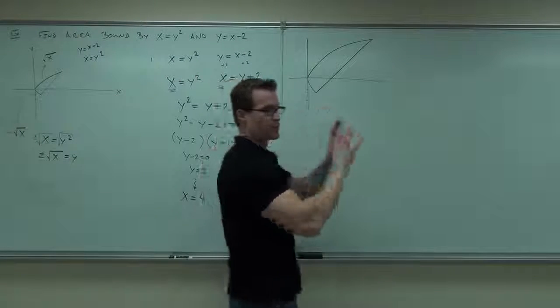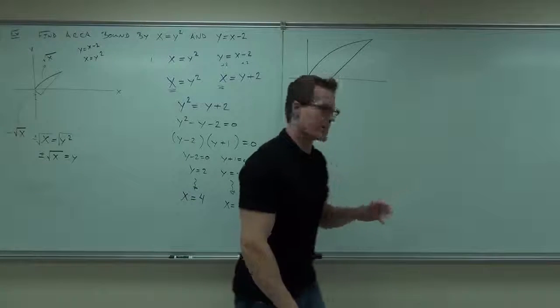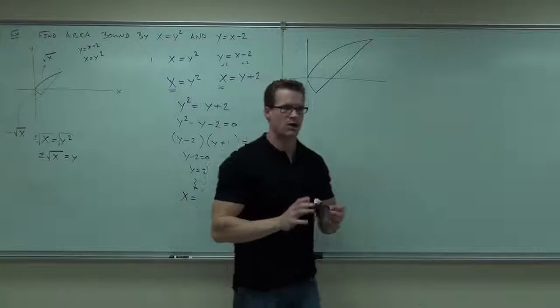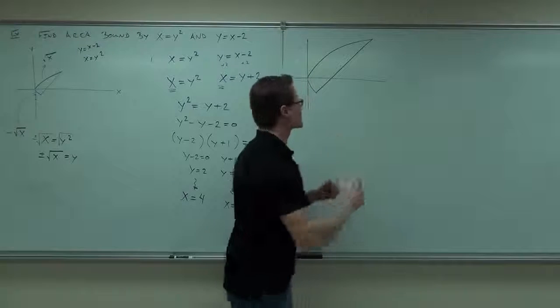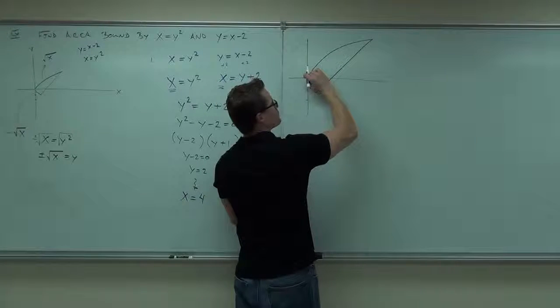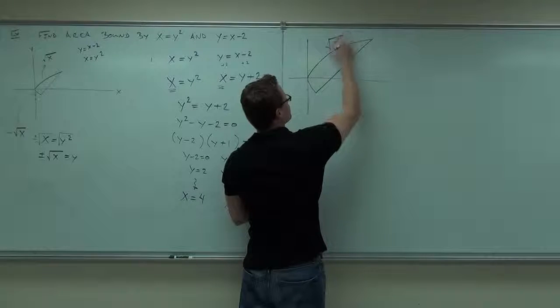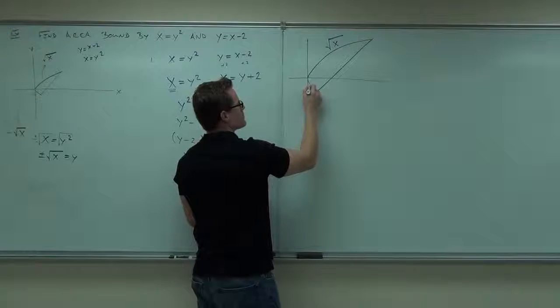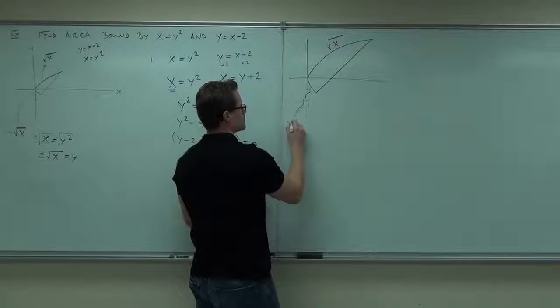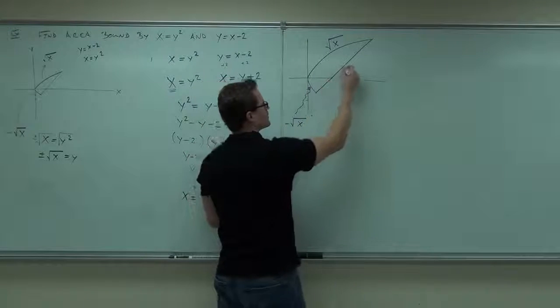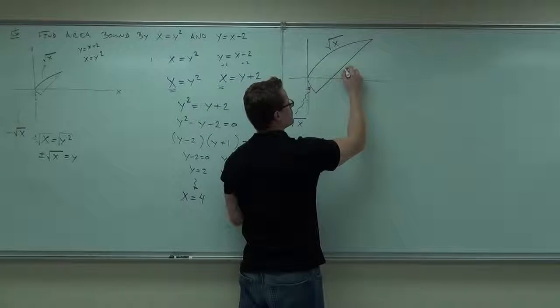You see the curve I'm trying to draw here. Let's think about what we actually have going on. Remember, we are talking in terms of x. What's this top function from 0 to whatever this point is? Square root of x. What's this piece right here? Negative square root of x. What's this piece right here? x minus 2.